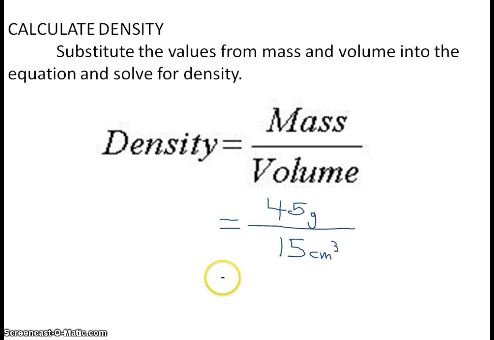And we solve for this. 45 divided by 15. Use a calculator if you need to. But we know this goes into this 3 times. And always write your units. This will be grams per centimeter cubed. All right, that's our density. Do the next one on your own.